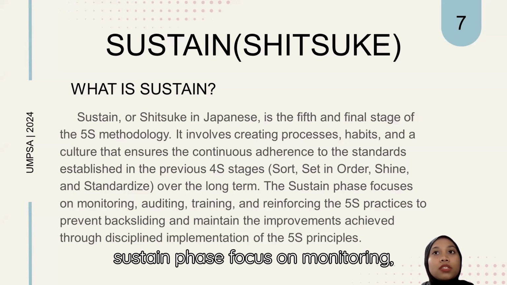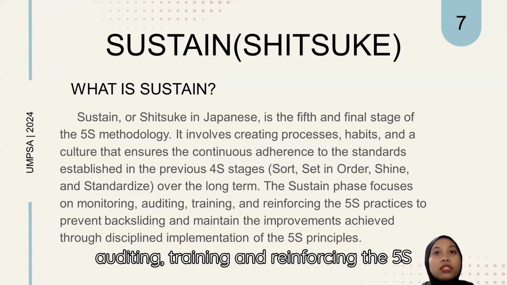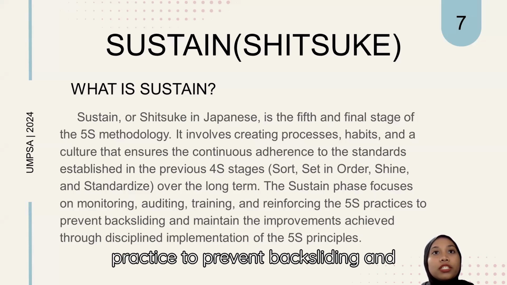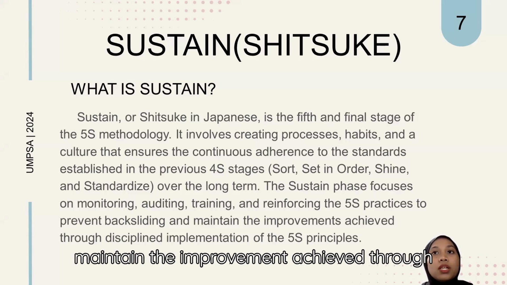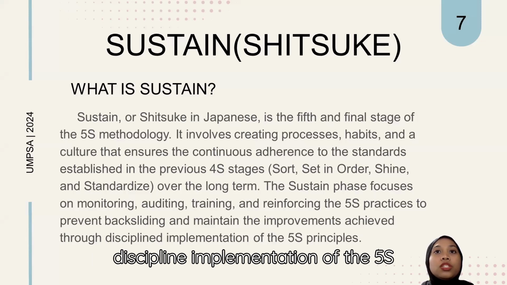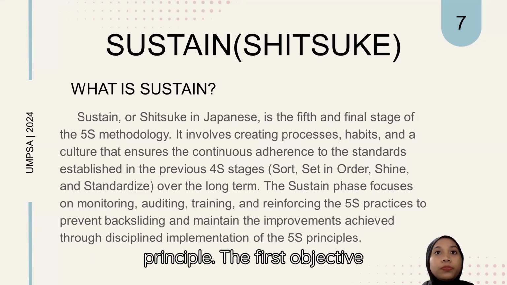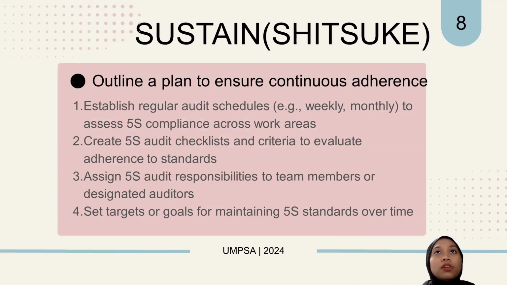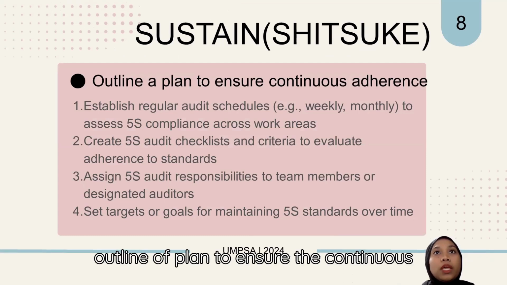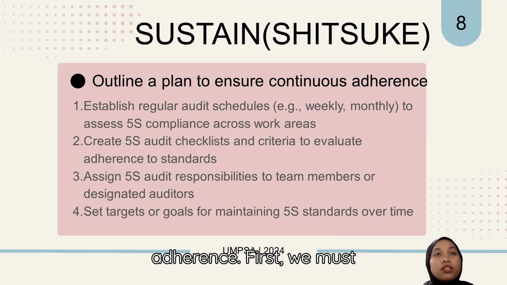The sustain phase focuses on monitoring, auditing, training, and reinforcing the 5S practice to prevent backsliding and maintain the improvement achieved through disciplined implementation of the 5S principles. The first objective in sustain, or Shitsuke, is to outline a plan to ensure the continuous adherence.